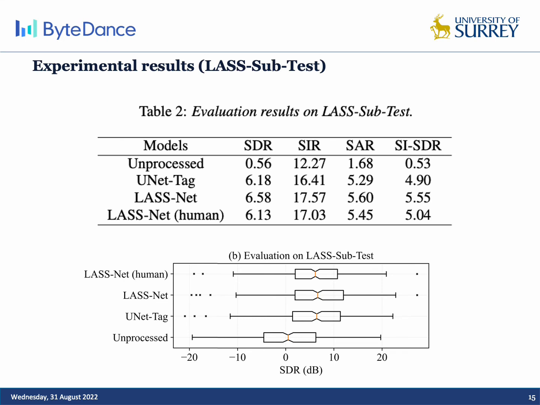Let's move to the experimental results on the LAS subtest set. LASNet-human uses our collected human descriptions as queries. We average the evaluation results of the 5 language queries for each target audio source. Although the human-annotated descriptions we collected have a different word distribution from that in AudioCaps, the performance of LASNet-human is only slightly lower as compared with the LASNet system that uses the language query from the AudioCaps dataset. In addition, LASNet-human also slightly outperforms the baseline system on SIR, SAR, and SI-SDR metrics. These experimental results indicate the promising generalization performance of our proposed approach.